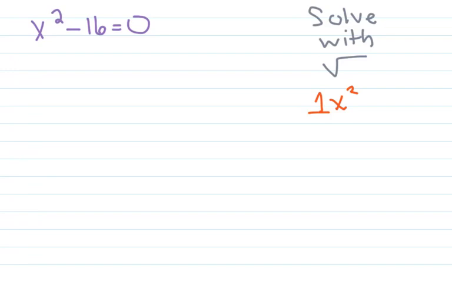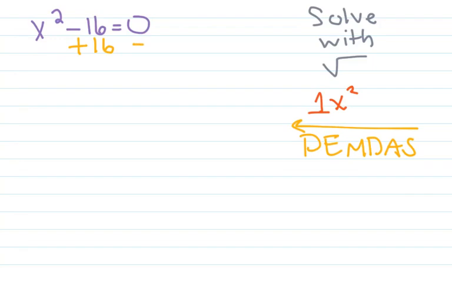Of course, before you can take the square root to get the x alone, you have to move all the numbers away. So we'd start here. We're just working PEMDAS backwards. Just solve. So we would start by, since this is minus 16, we would add 16 to both sides. And then to get rid of the square, to get rid of the exponent, we would take a square root.